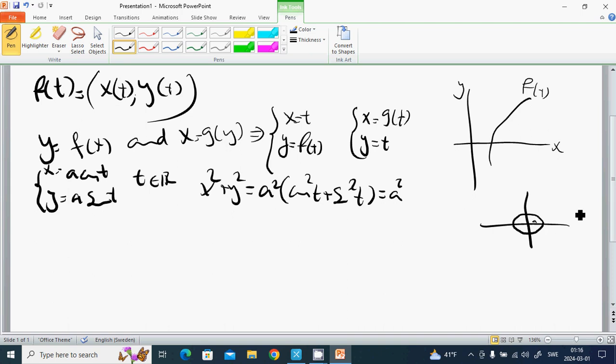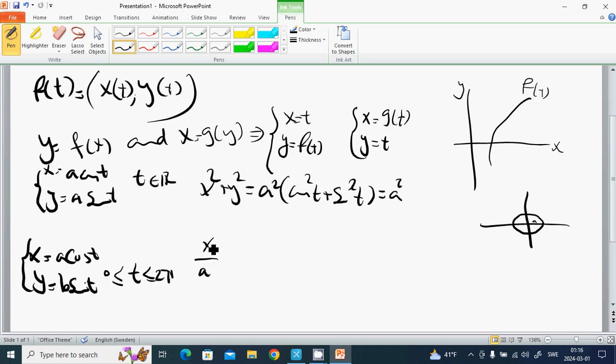And then another example is x equals a cosine t, y equals b sine t, and t between 0 and 2π. Then we have x divided by a, squared, plus y divided by b, squared, equals 1, and it is an ellipse, and this part is A and this part is B.